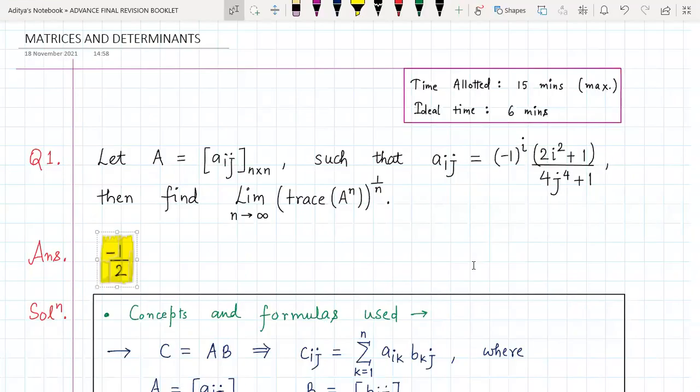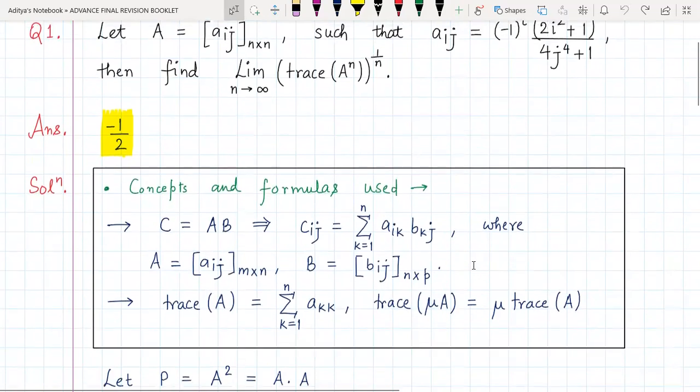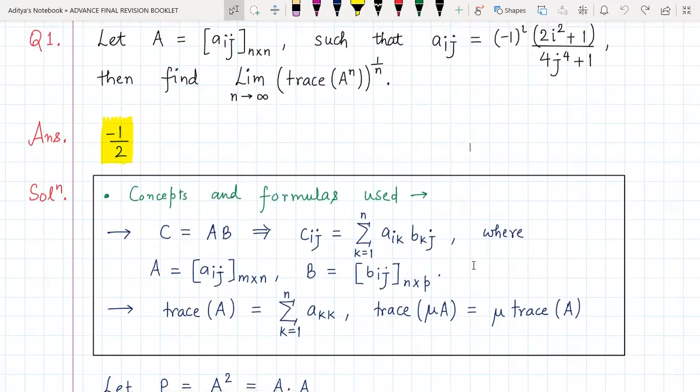So the answer to this question would be 1/2, and the concepts involved would be: whenever we have C as a product of two matrices A and B, that is A into B, then C_ij is given as the summation of A_ik into B_kj, k ranging from 1 to n. And we are obviously assuming that A and B are conformable matrices, so the number of columns in A is equal to the number of rows in B, which we have assumed to be n.